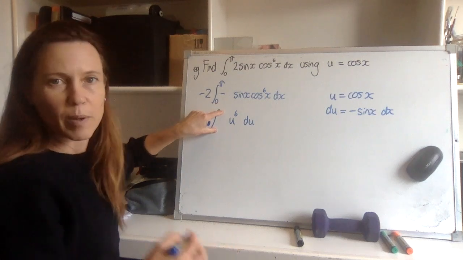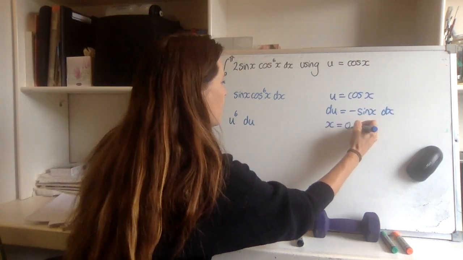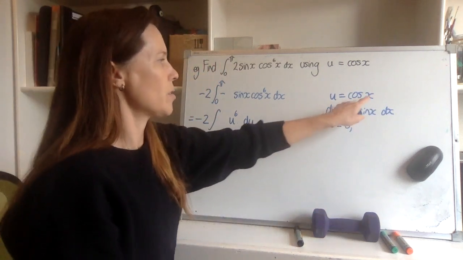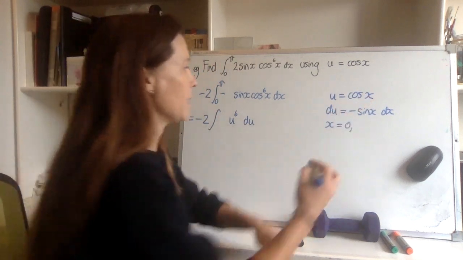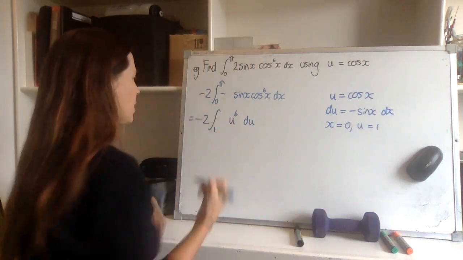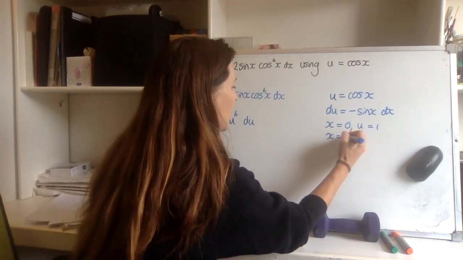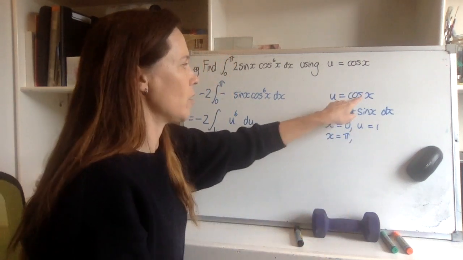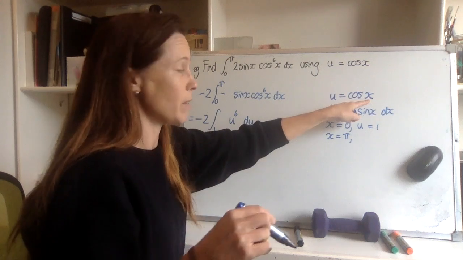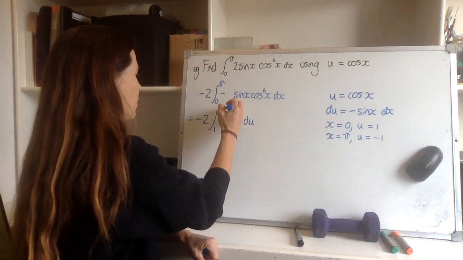Now I need to change my bounds. So being careful with this one, if x is 0, then the cos of 0 is 1. So u will be 1. So where we had 0, it now needs to be 1. And change them one at a time so that you're careful not to mix them up. And when x is pi, the cos of pi would be -1. So u will be -1. So that's going up here.